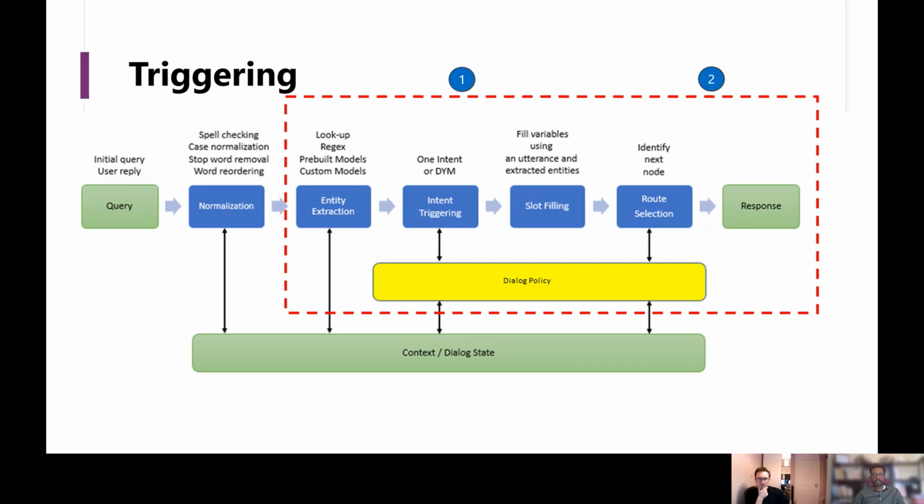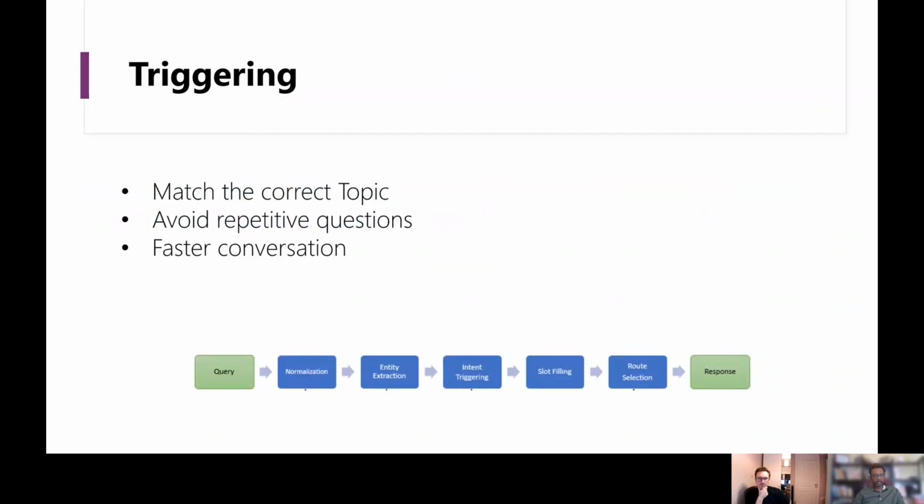So let's jump into a few best practices around triggering to start with. What does it do? As I said, it helps you match the correct topic to the user, and it also helps you avoid repetitive questions and enables a faster conversation. How it does that is by a concept called trigger phrase matching.